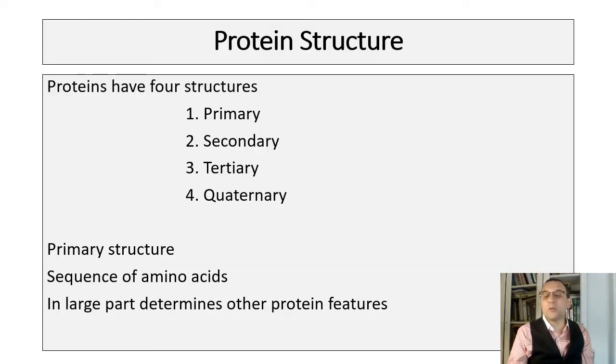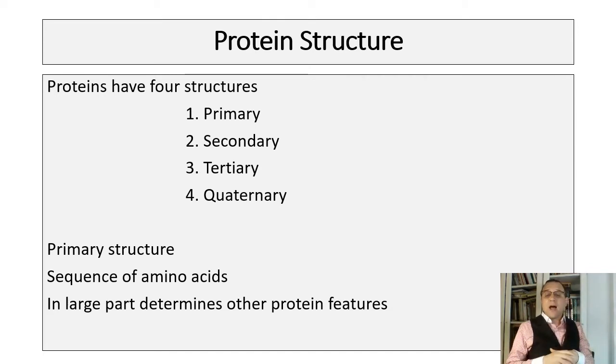Since now we know what proteins are made of, they're made of 20 different amino acids, now we're going to take a look at the protein structure. Overall protein structure, and there are four of them: primary structure, secondary structure, tertiary structure, and quaternary structure. Now, primary structure is simply a sequence of amino acids, one amino acid after another.